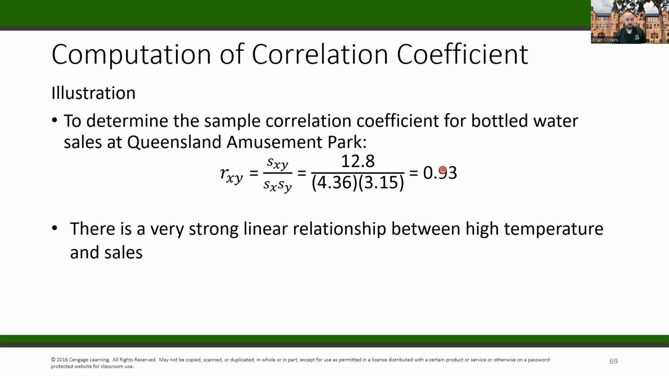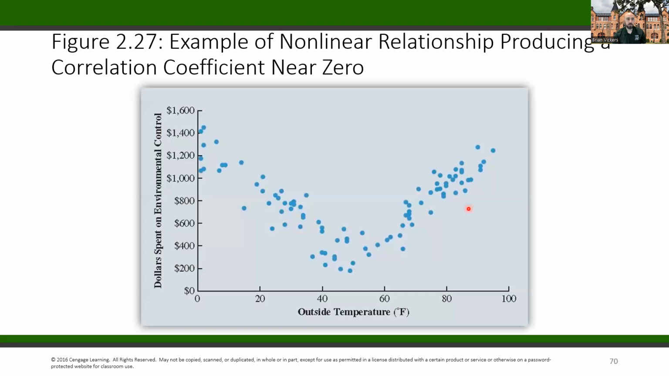We do all of this, and we get a value that's very high. That's a very high positive relationship between these. As the temperature is going up, there's a very strong linear relationship. So as the temperature goes up, sales are going up.